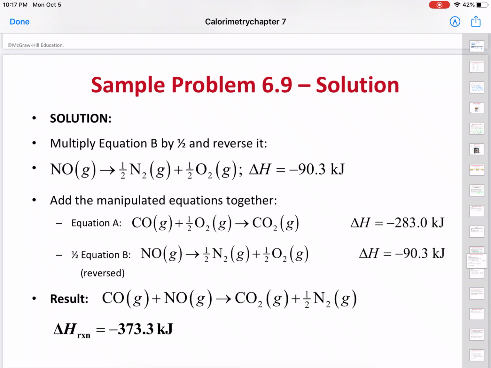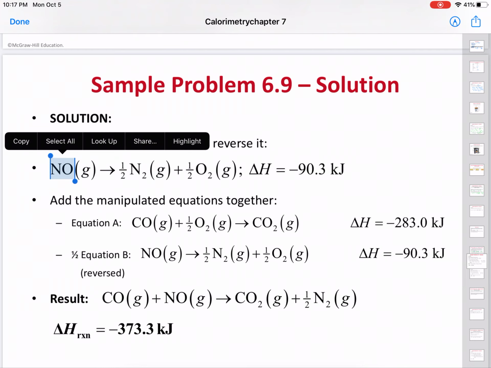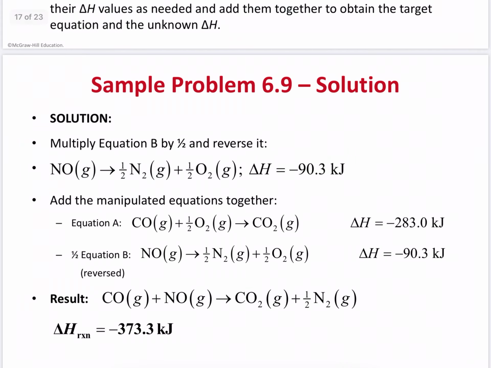Solution. Divide by 2 is similar to multiply by half. Multiply equation B by half and reverse it. So when you multiply by half and you reverse it, the product NO will become reactant NO. And then 1 nitrogen will become half nitrogen. Oxygen will become half oxygen. So the delta H, when you divide it by 2, it would become 90.3 kilojoules. Since we reverse it, it will become negative 90.3. Now we have a manipulated equation which is coming from equation B, and then we have equation A.